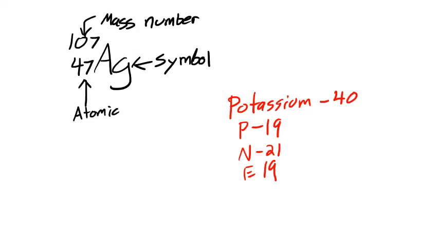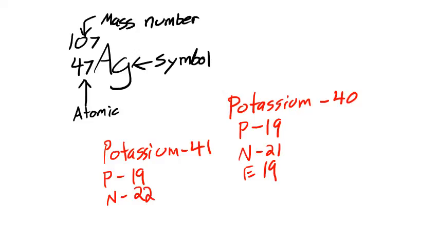If we were comparing potassium 40 to potassium 41, for example, now it's potassium, so it's always going to have 19 protons. Neutrons will be a little different. Still 19 electrons. And since the neutrons are different, these are isotopes. That's really what an isotope is: different numbers of neutrons based on the original element. There are just different types of isotopes of elements.